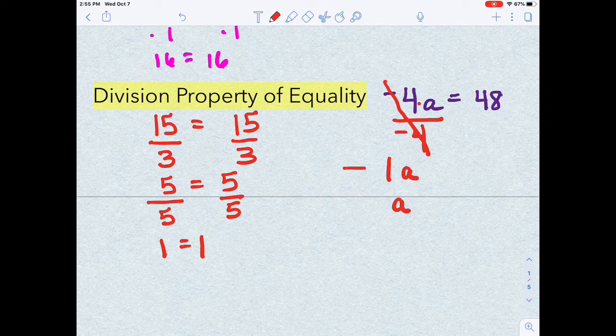These two expressions are exactly the same. I can't just divide by -4 on the left. I have to come over here and do it on the right. And I will end up with a negative. Positive divided by negative is a -12.